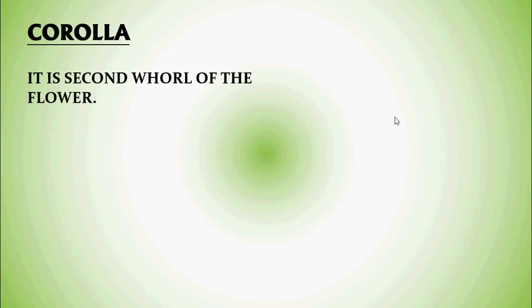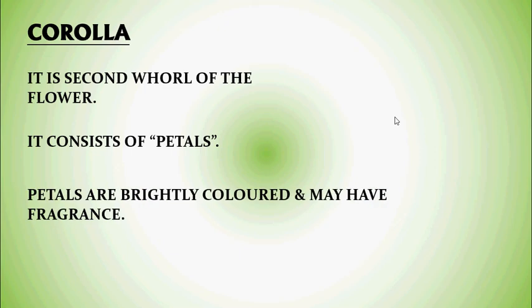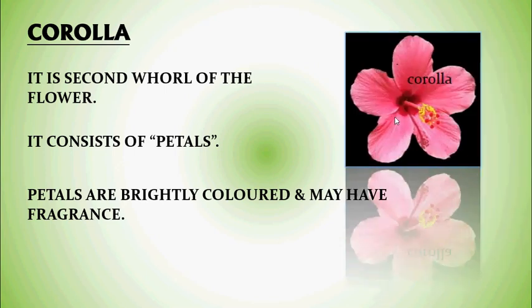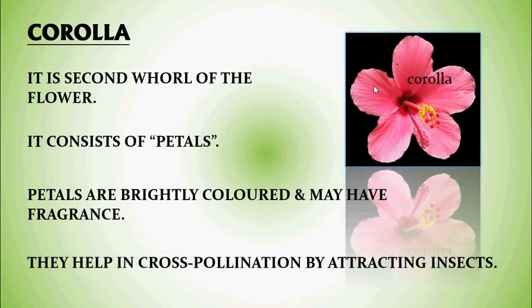Corolla. It is the second whorl of the flower. It consists of petals. Petals are brightly colored and may have fragrance or smell. So we can see in this photograph, this brightly colored portion of the flower is called the petals. And these petals help in cross pollination by attracting insects due to the presence of bright color and production of fragrance.